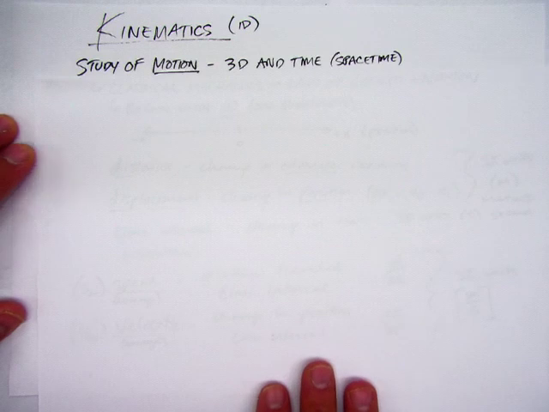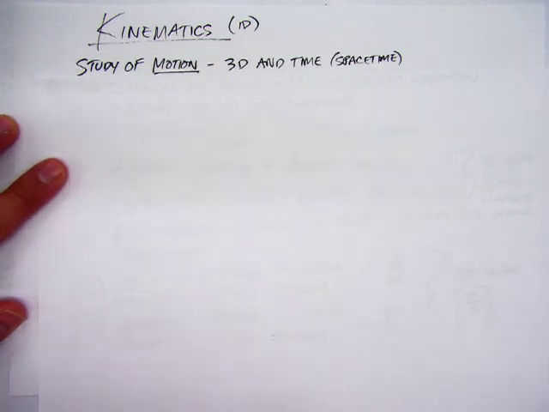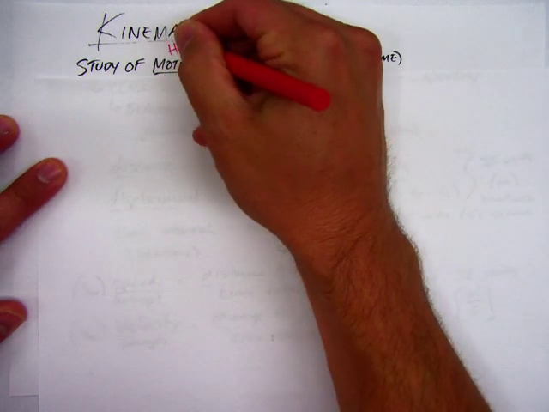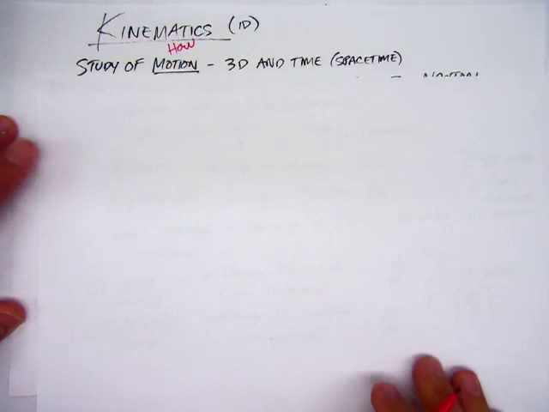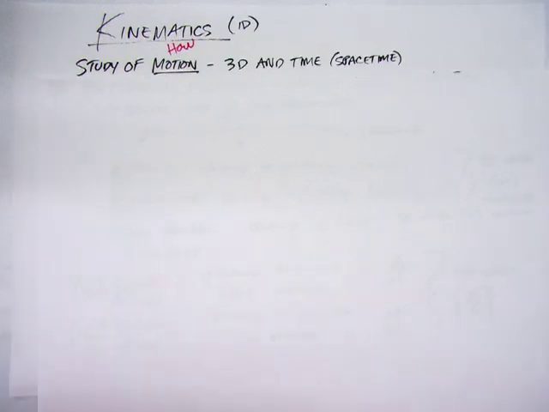All right, the first unit we're going to talk about here is kinematics in one dimension. When we're talking about kinematics, we're talking about the study of motion, and even more specifically, the how of motion. How can we describe how things move? And when things move, they move through space and they move through time.